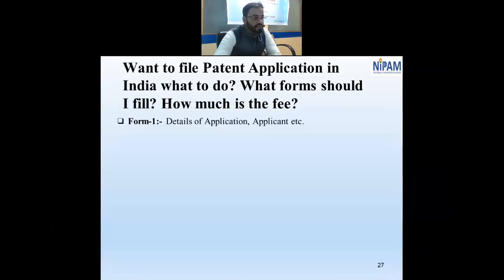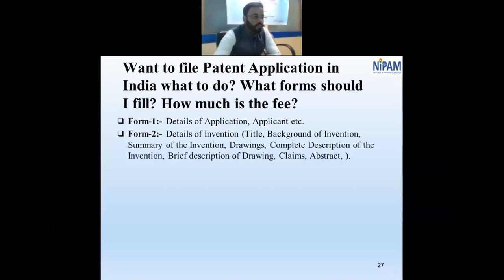So Form 1 is the first form which every individual needs to apply. Form 1 contains all the basic details of the applicant. So your name, contact details, name of the invention, which organization you belong to, the inventors who are involved, all these things are mentioned in Form 1 while filing.